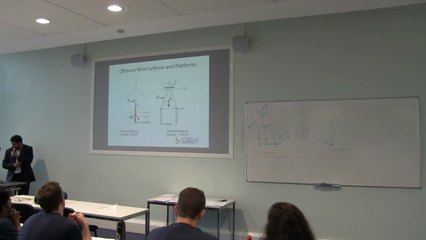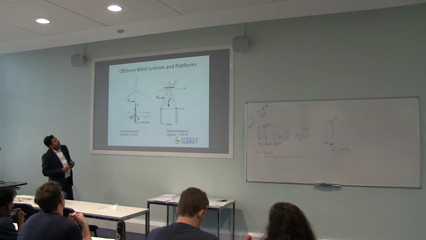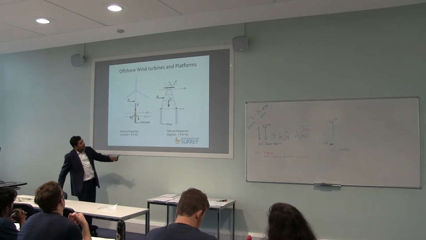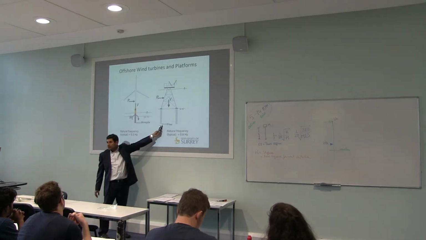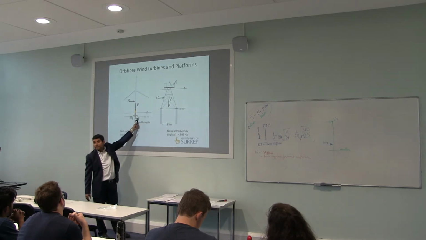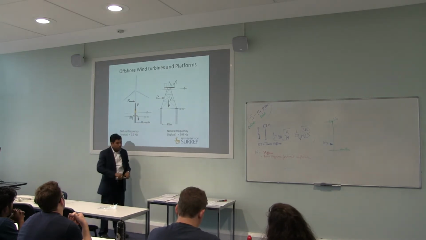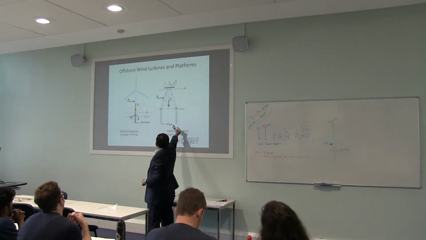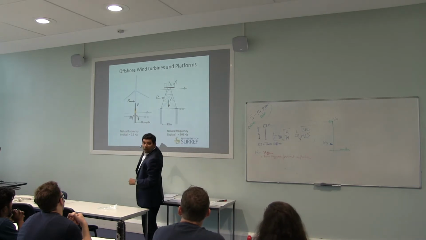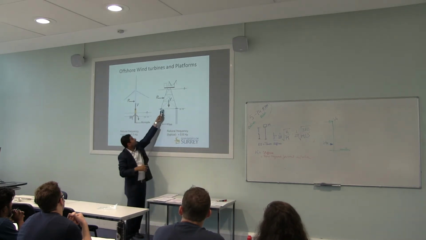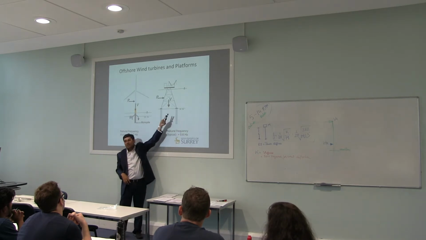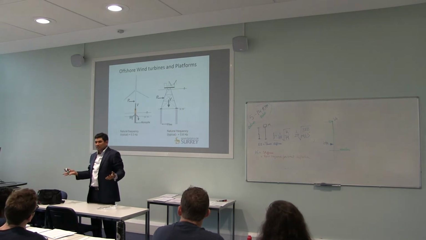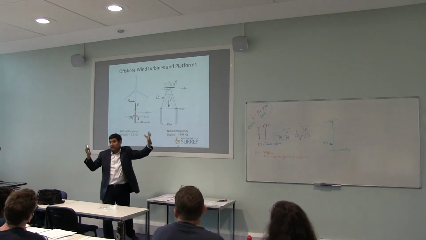Now why are they different? Here is the offshore oil and gas structure, and here is the offshore wind structure. Look at the differences. First of all, in the offshore oil and gas jacket, you get a large vertical load. Now this topside can weigh 10,000 tons, 12,000 tons, this entire topside.